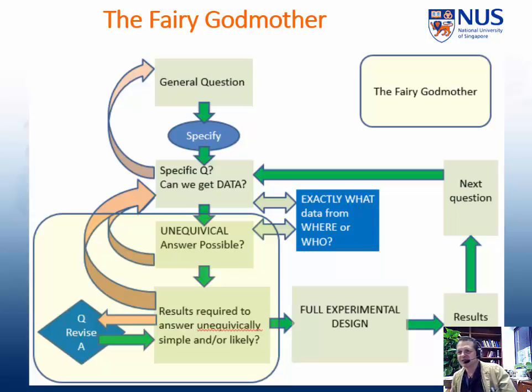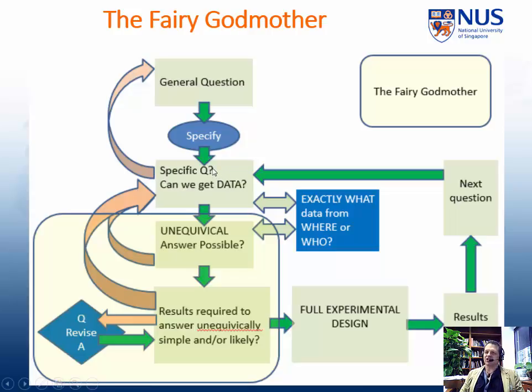The reason I've called this the fairy godmother is this box here. If you use this scheme properly, and in particular this box, you'll be able to develop pretty much bulletproof research questions, and your fairy godmother, in inverted commas, will have fulfilled their role. So let's have a look at this process. We start with a general question, and general questions are not usually good research questions. We have to specify the research question. About what? How? We'll talk about this in a moment.